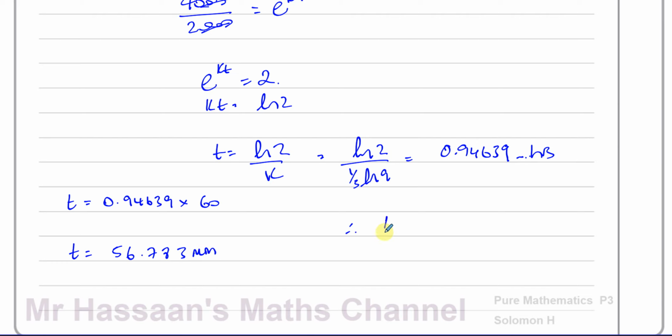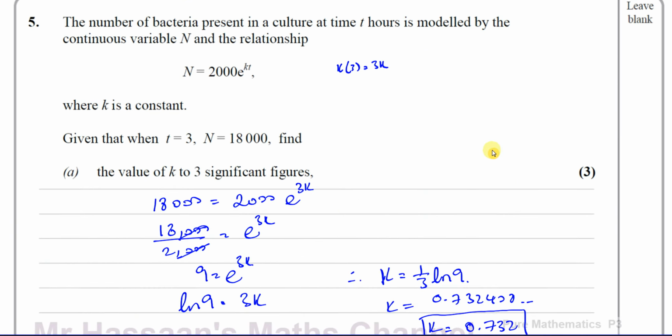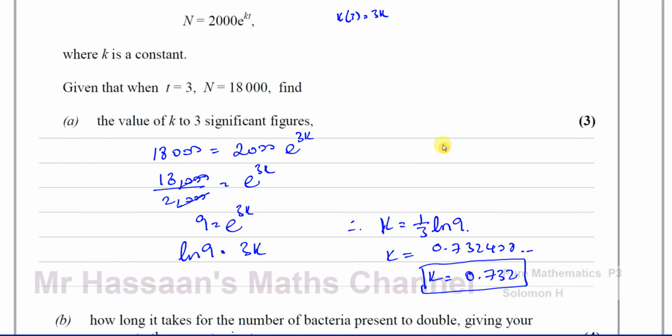So therefore we can say the time to the nearest minute is 57. 57 minutes to the nearest minute, as they want in the question. Okay, so that's the time in minutes to the nearest minute. So that's the answer to question number 5, part B.